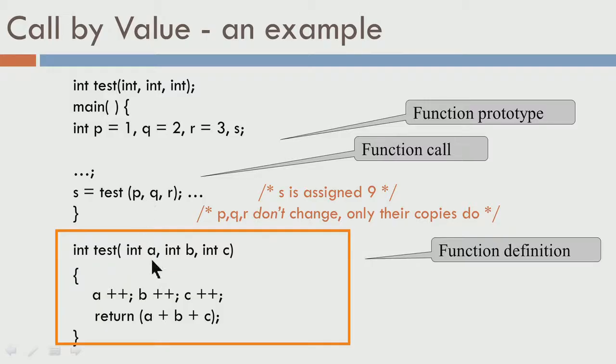Remember, we made a copy of p to a, copy of q to b and copy of r to c, we really did not do any changes to p, q and r. The variables a, b and c changed, they did not change p, q and r. So, this is called pass by value. Every time a function is called like this, p gets copied to a, q gets copied to b and r gets copied to c, right. So, this is called pass by value or call by value.